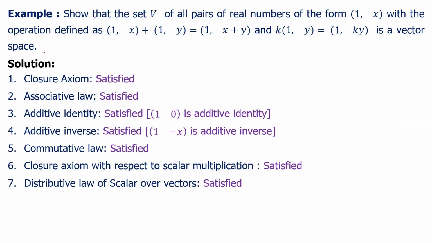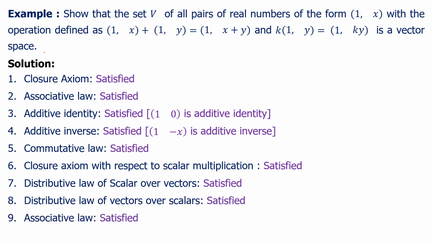Distributive law of scalar over vector satisfied. Distributive law of vectors over scalars also satisfied. Associative law and unitary law are also satisfied. Hence, V is a vector space.